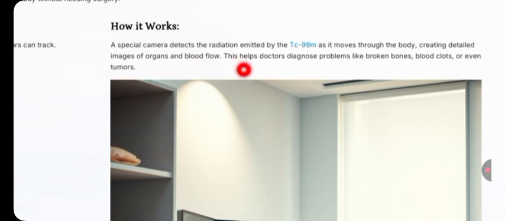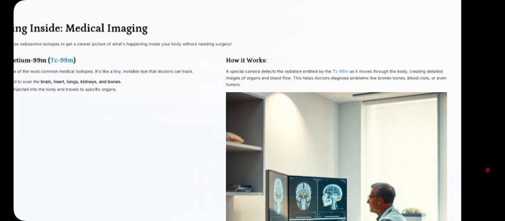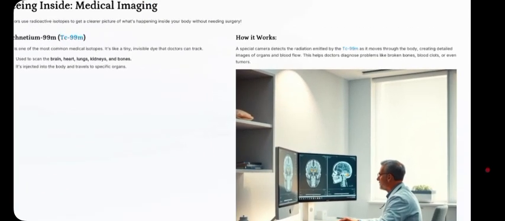This helps doctors diagnose problems like broken bones, blood clots, or even tumors. So in this way, technetium is used in the medical field.